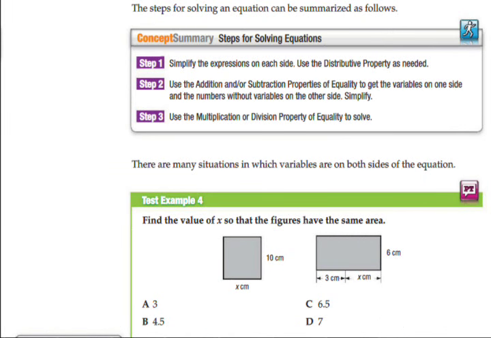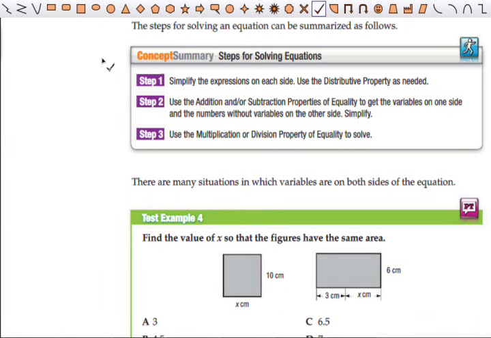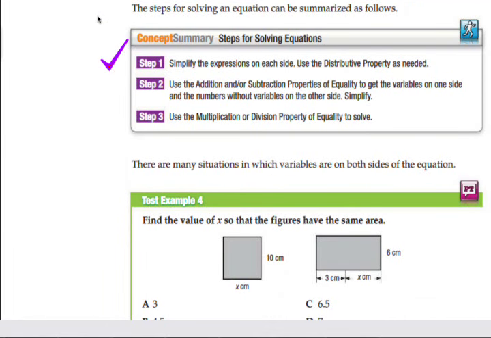Big key concept summary, big things I would write down. I would make sure that every time I'm doing a problem, I'm simplifying each expression on each side. That's distribution, combining like terms, anything I can do on each side of the equation. Once I've done all of that, the next thing I'm going to do is use addition or subtraction properties to get variables on one side and numbers without variables on the other, and then use multiplication or division to solve. These three steps I would want to make sure that I knew and understood, because that is how we do this.